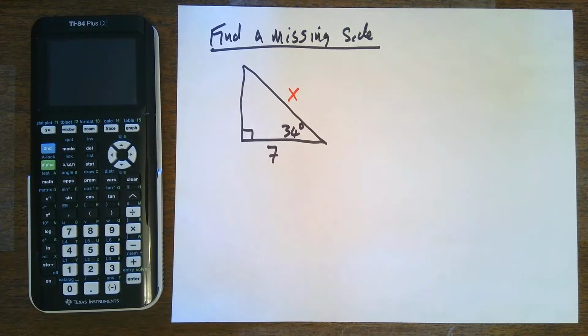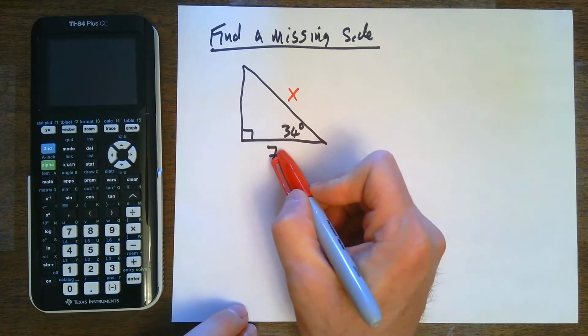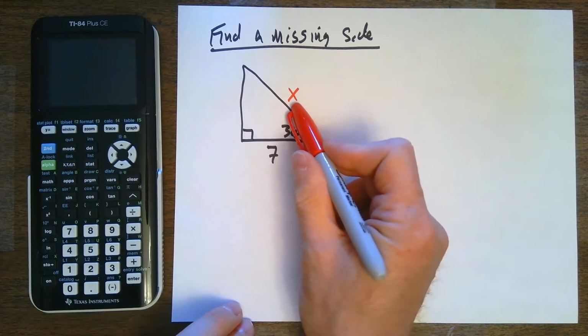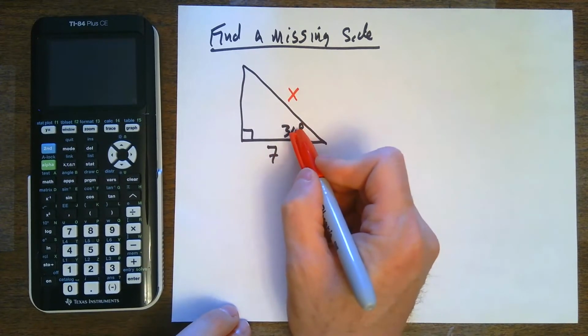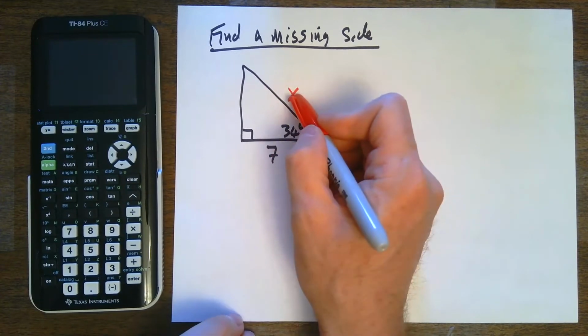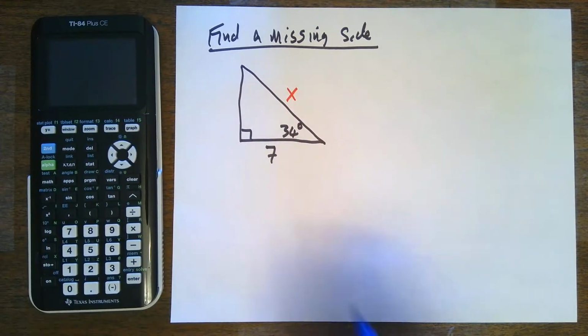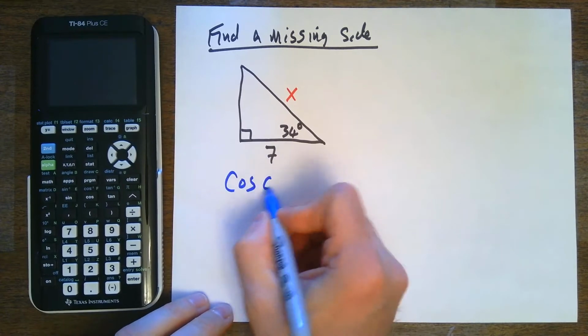Well, as I'm using trig, I'm going to look at the problem, and I'm going to ask myself a couple of questions. What do I got? What do I need? What's going to give it to me? What do I got? I've got an angle and the adjacent side. What do I want? I want the hypotenuse. What uses an angle, adjacent, and hypotenuse? Cosine. This is a cosine problem.